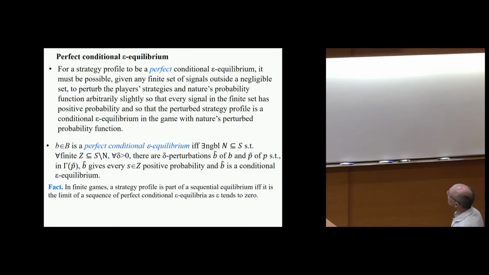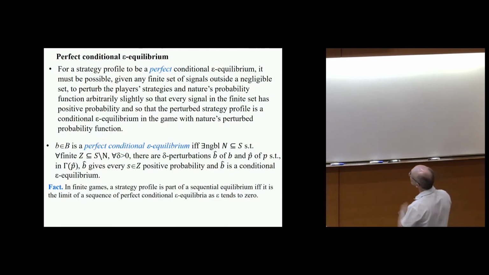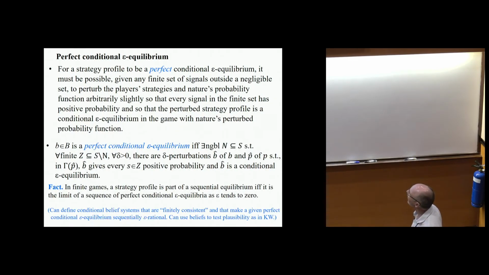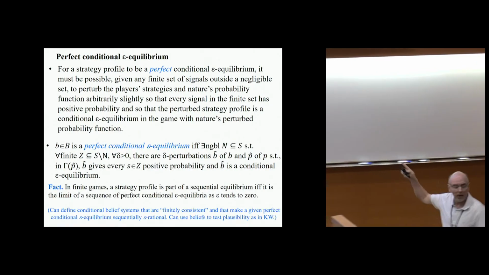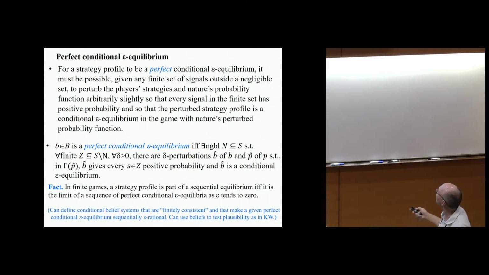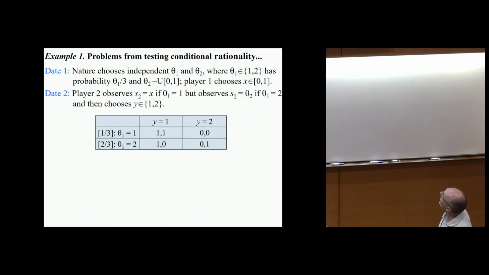So here's a fact, not so hard, in finite games, Kreps-Wilson finite games, let's call them today. Those are ones where nature's finitely many states always have strictly positive probability. The strategy profile is part of a sequential equilibrium if and only if it's a limit of a sequence of perfect conditional epsilon equilibria as epsilon tends to 0. So this concept, of course we have to take epsilon to 0, generalizes sequential equilibrium from finite to infinite games. And if you really want to define systems of beliefs, you can do it. There are some issues, and the paper goes through that.